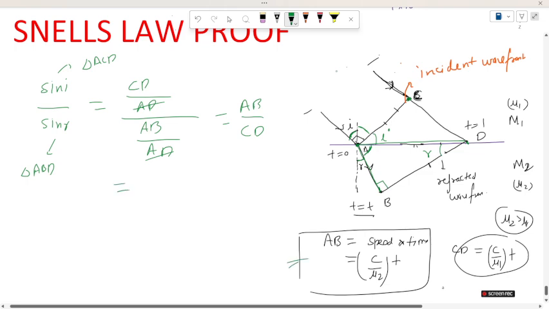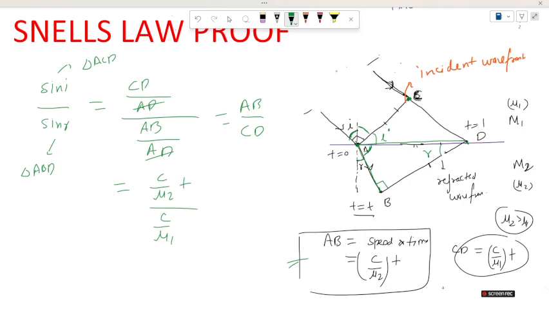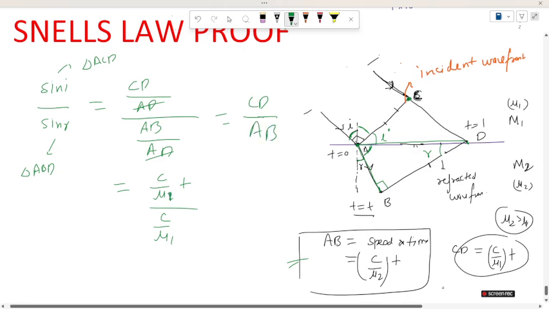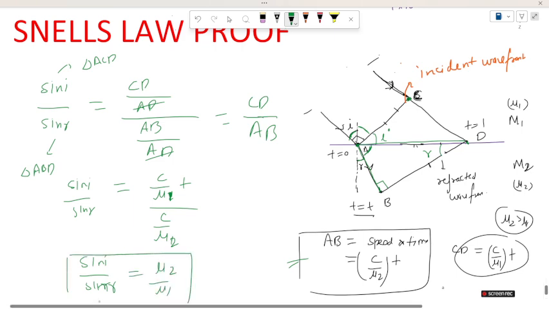Now we have calculated AB already. AB is c by mu2 into t, and CD is c by mu1 into t. Sorry, this will be CD by AB. So this is mu2 by mu1. So this is equal to sine I by sine R. So sine I upon sine R is equal to mu2 by mu1. And this is Snell's law, which we were trying to prove.